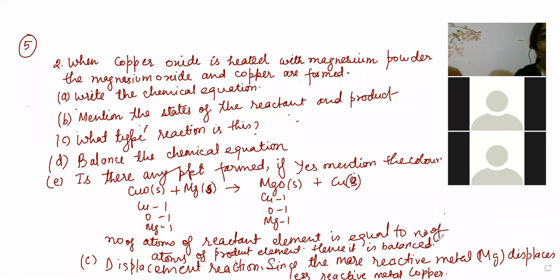Now the last question, a very clever question asked: is any PPT formed? What will be your answer? No. And if they ask why, if yes, mention the color. Since it is no, then what to mention, beta? Nothing to mention because we have already mentioned there is no PPT formation. So since there is no PPT formation, there is nothing to mention about the state of the reaction. Very good.